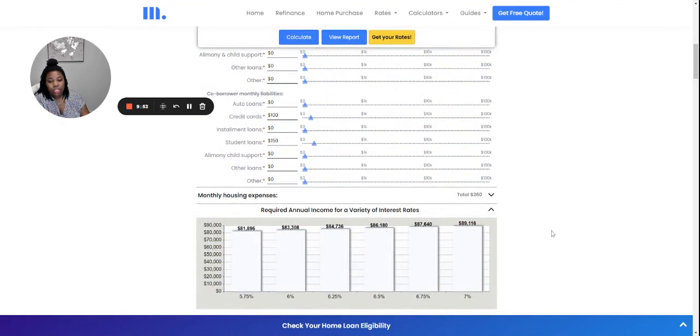But I also like this chart at the bottom because it shows you, if interest rates are adjusting up, how much that impacts how much your annual income needs to be.